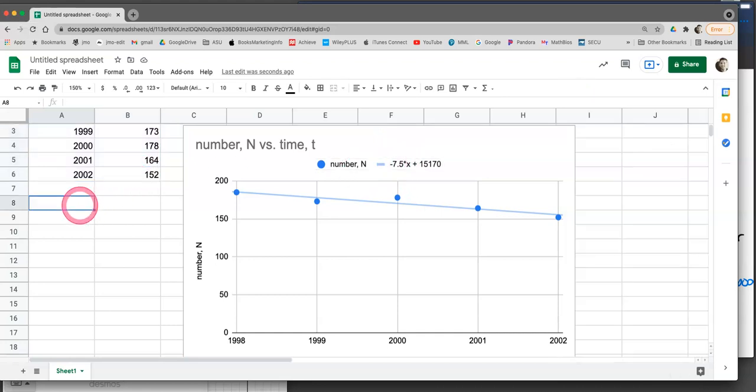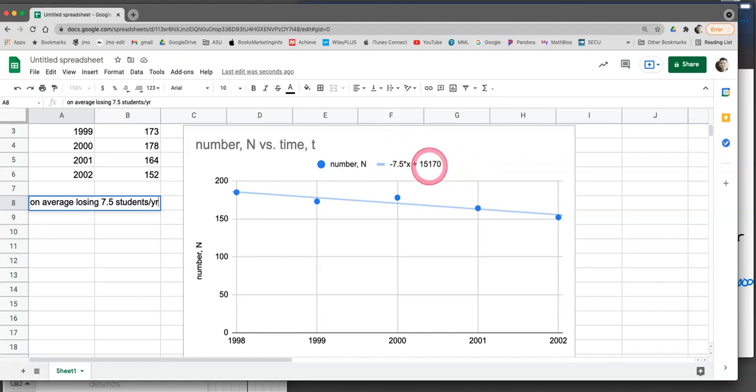This is the line that says we are losing, on average, 7.5 students per year. That's what the slope of this line is telling us. So even though 1 year we lost 12 students between the first 2 data points, and then next year we gained 5 students, on average this trend line is telling us that we seem to be losing about 7.5 students per year. And this is the equation of the line of best fit.